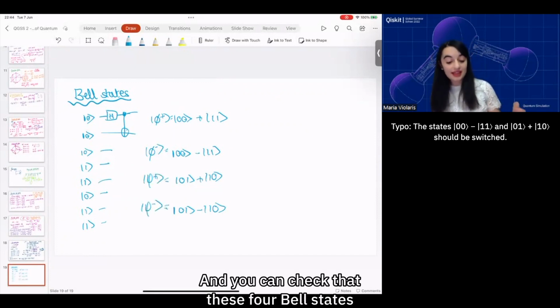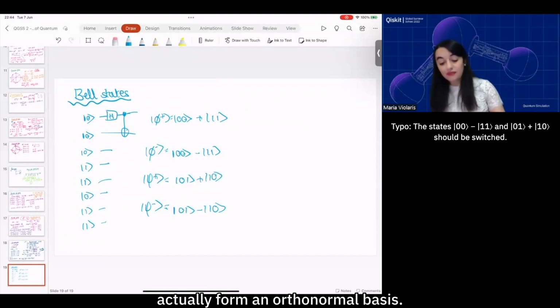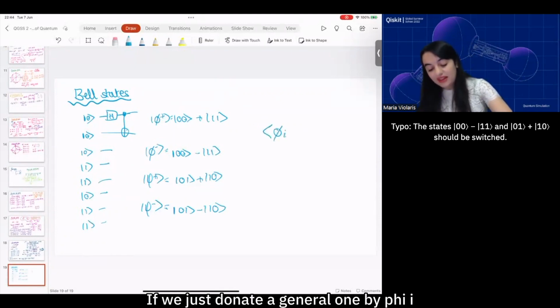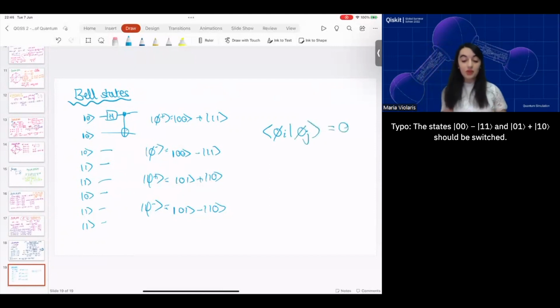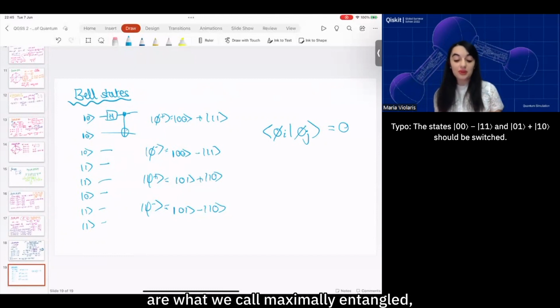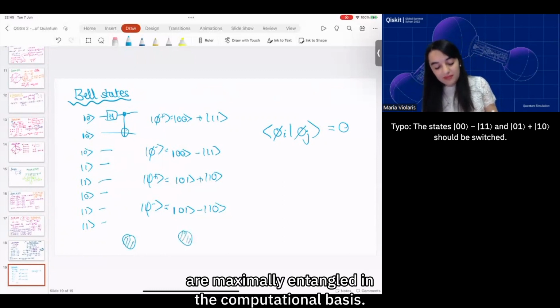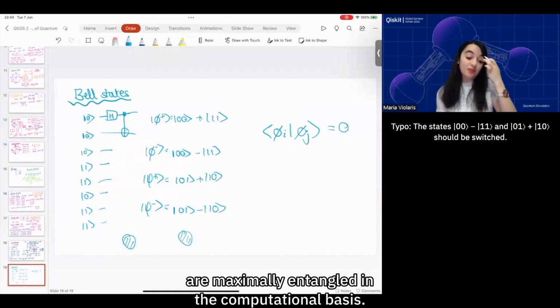And you can check that these 4 Bell states actually form an orthonormal basis. If we denote a general one by phi i and phi j, then they're all orthogonal. And so each of these Bell states are what we call maximally entangled, which means that the two qubits they represent are maximally entangled in the computational basis.